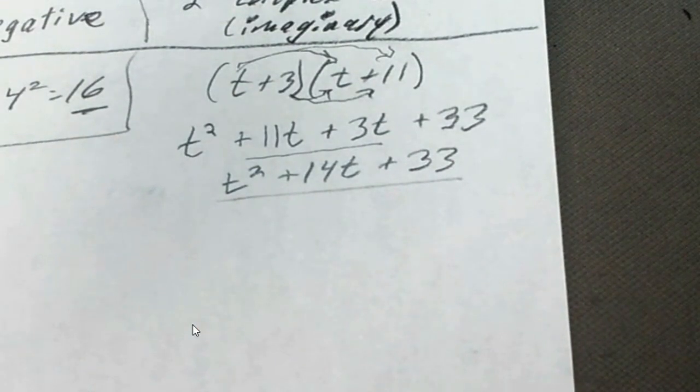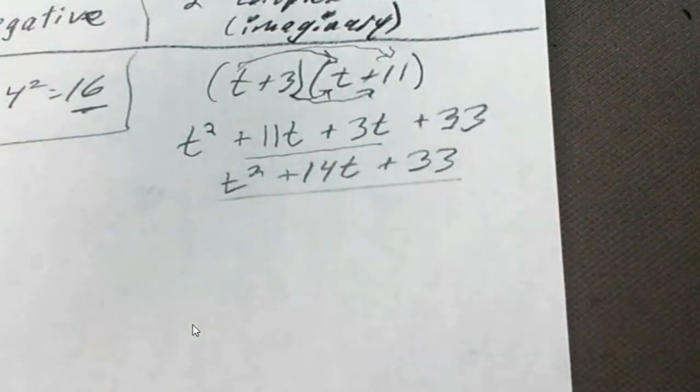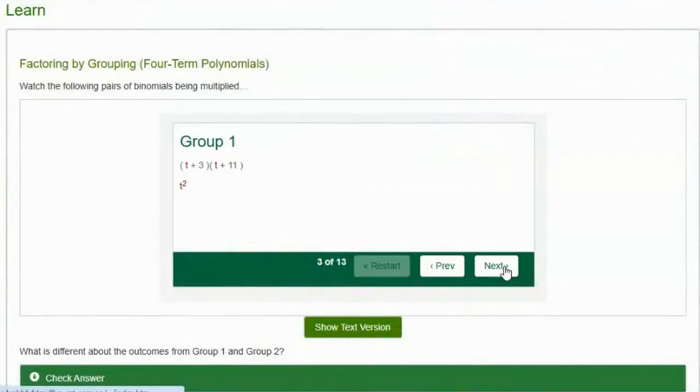And we're going to look at some where we have 4 terms that are not all the same. But starting out, let's just remember how that works. So when you multiply those together, you got t squared, you got 11t, you got 3t, and you got 33. And then you got those middle terms you can combine and be 14t. So here's another one, t plus 3, s plus 11.